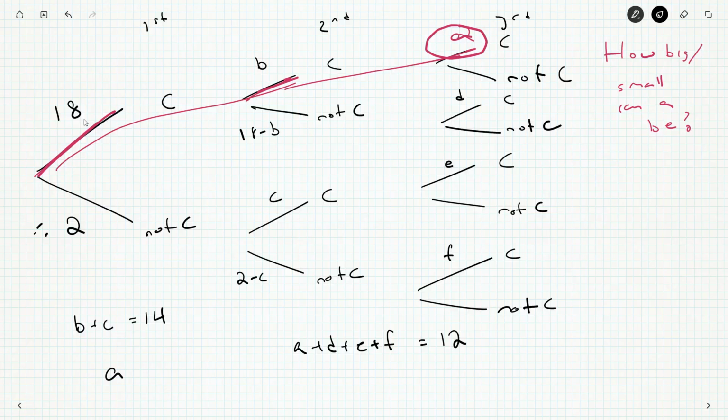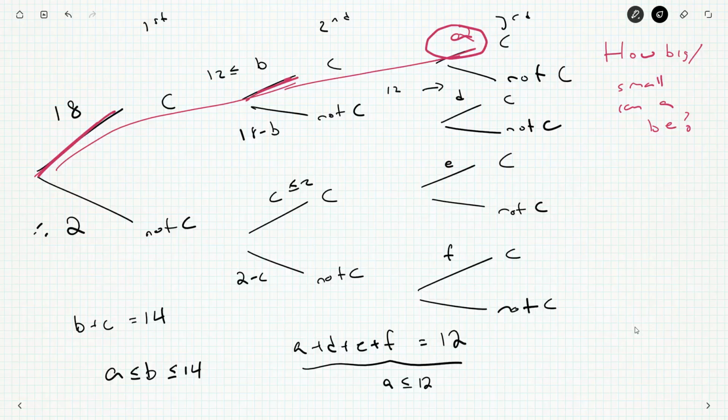So A can be no bigger than B, which has to be at most 14. But from this thing right here, A is at most 12. So I ask myself, could A actually be 12? It's possible. It's certainly possible. And then what else could we have? Well, C is at most 2. And so B is at least 12. But maybe all 12 of those go here. So we have to ask ourselves that. And then A could be 0.